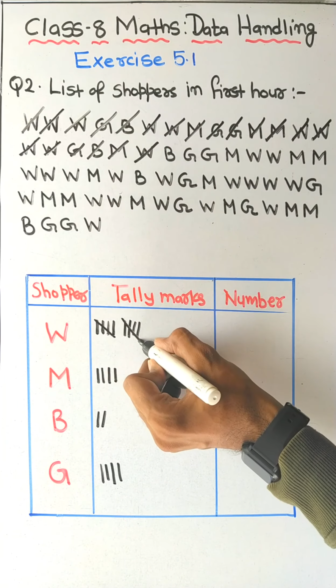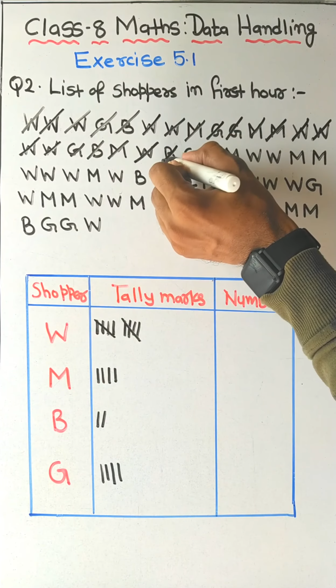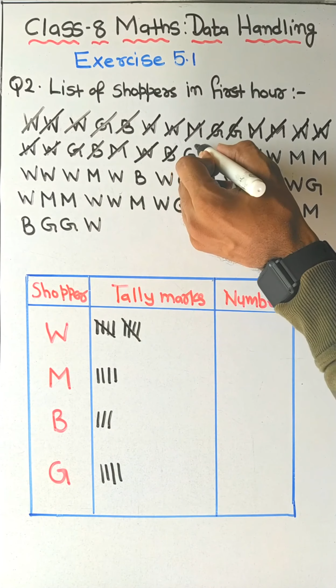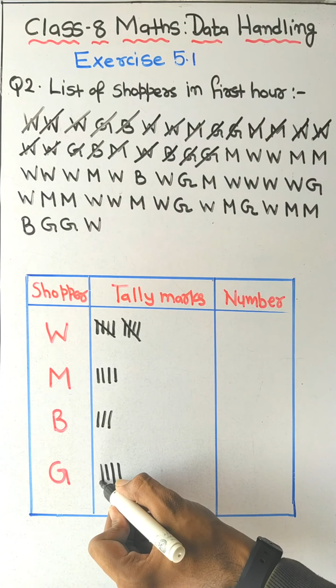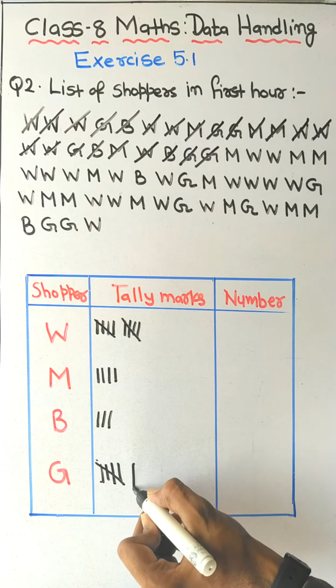woman, 5th one, right? So boy, 3rd one, girl will be the 5th one and 6th one.